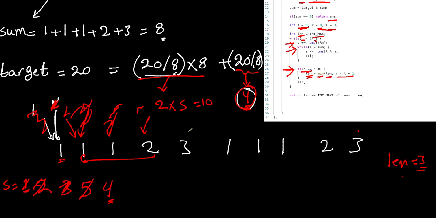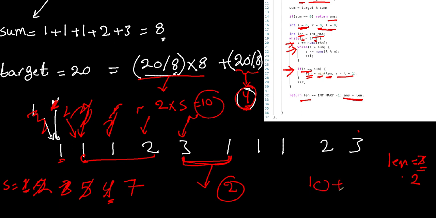Then we move the right, so r is here, 3. We increase the sum, it is 7, and so on. And at the end you will take the minimum. You find this one as the smallest subarray with sum equal to 4, and this has length equal to 2. So len at the end will be 2, and we return the answer, which is 10 plus 2. And this is the final answer.